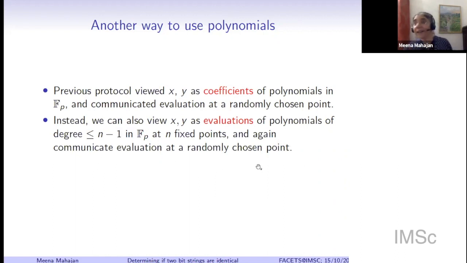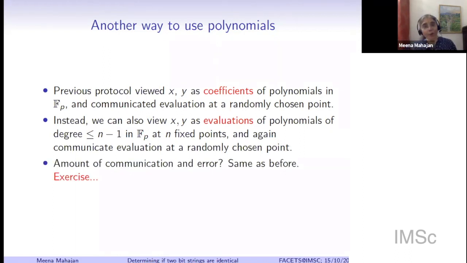This is another way in which you can use polynomials in this protocol, and exactly the same thing will work as before. Whether you think of your bit strings as coefficients or evaluations does not matter. The amount of communication, the amount of error will be exactly the same as before. And this is something that I won't work out here, but if you are sufficiently intrigued and have been following up to this point, then after the talk is over, I would suggest that you actually try and verify this fact.